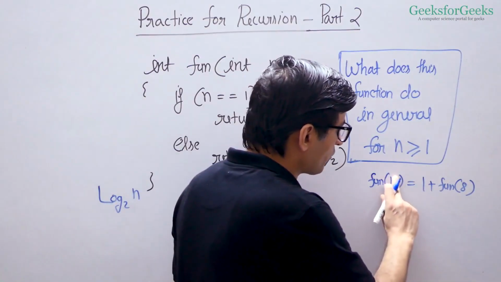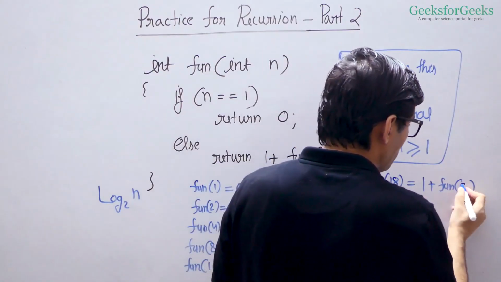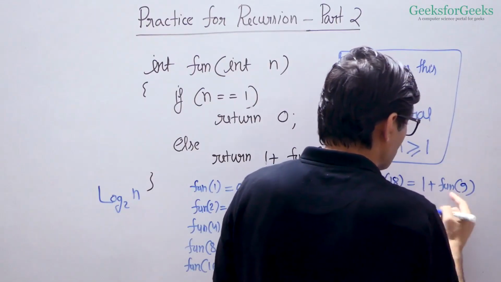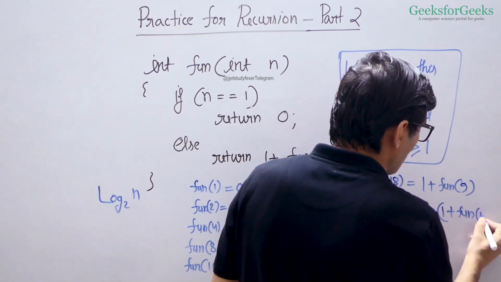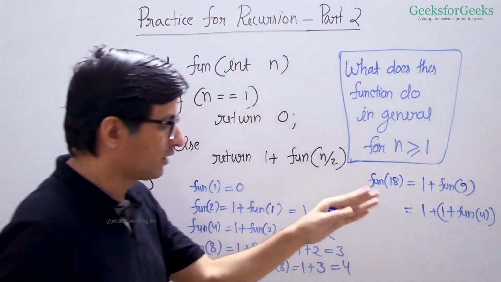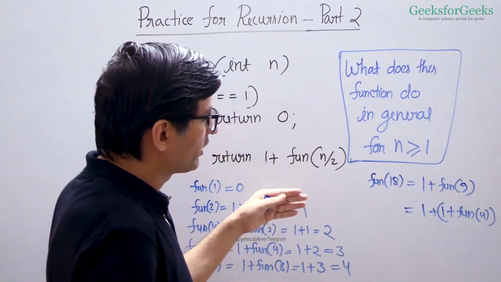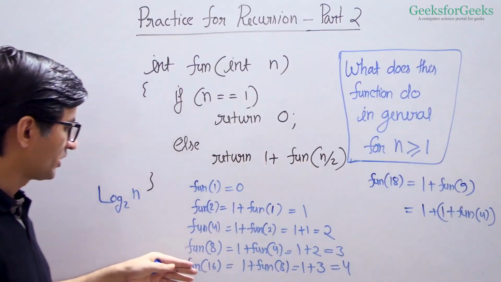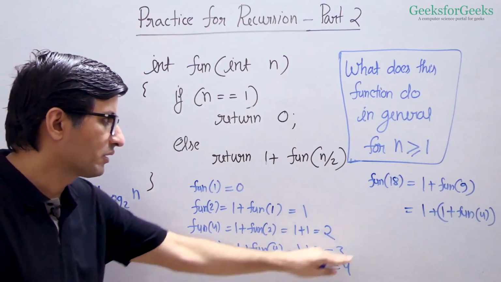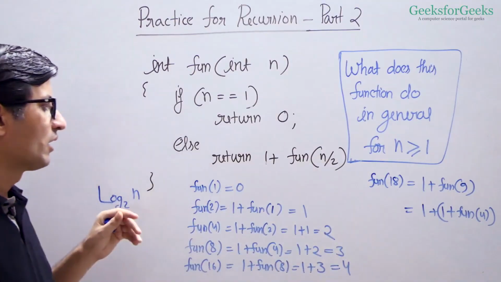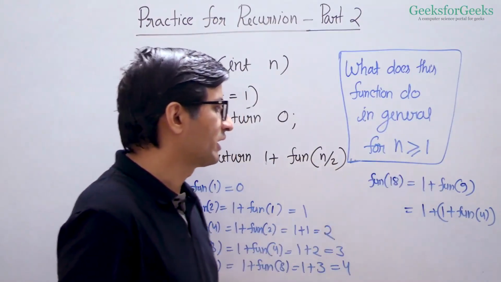In fact, if you call it for fun18, then it's going to call 1 plus fun9, and fun9 is going to call 1 plus fun4. And here you again remove the remainder. So for 18 also, you are going to get the same answer as 16. You will get 1 plus 3. And 17 also gave the same answer, 1 plus 3, because it was 1 plus fun8.